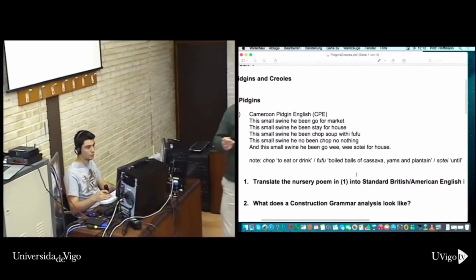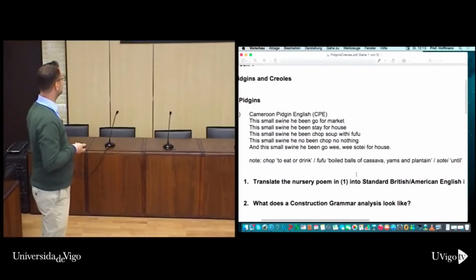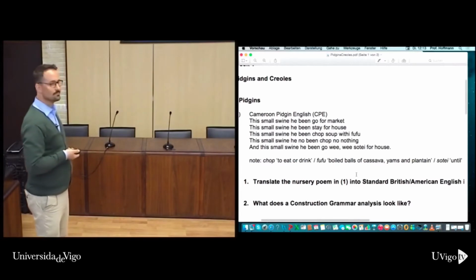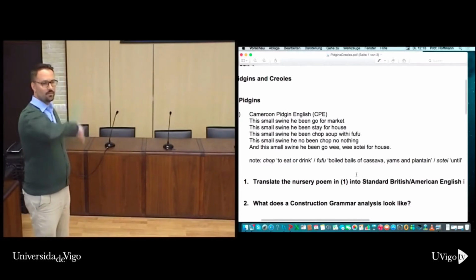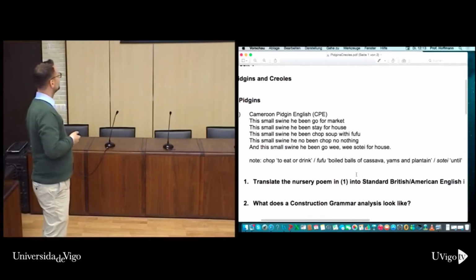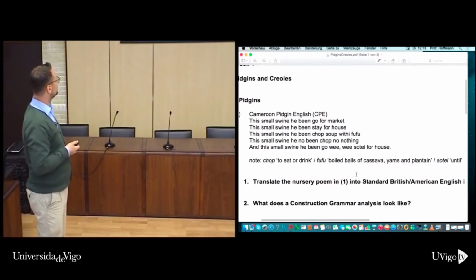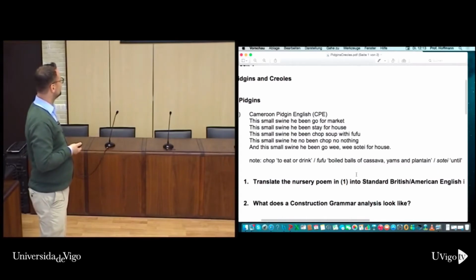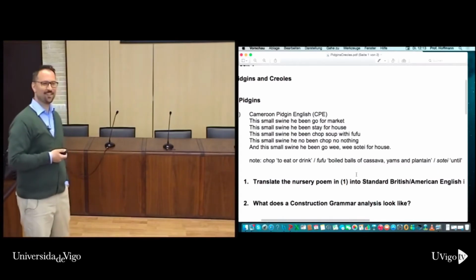Who wants to read it out? The small swine he been go for market. Should I keep going? Yeah, just do the whole thing. The small swine he been stay for house. The small swine he been chop soup with the fufu. The small swine he no been chop no nothing. And the small swine he been go we saute for house. Yes. Thank you very much.